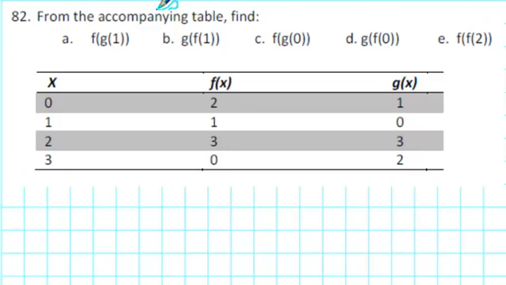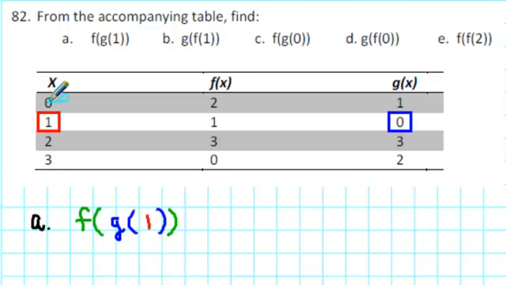From the accompanying table, find part A, f of g of 1. Our first step will be to evaluate g of 1. We'll locate an x value of 1 and then determine the corresponding function value. When x is equal to 1, we see that the corresponding function value for g is 0. So we're going to put 0 in place of g of 1.